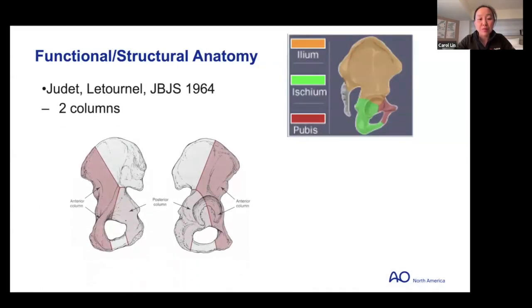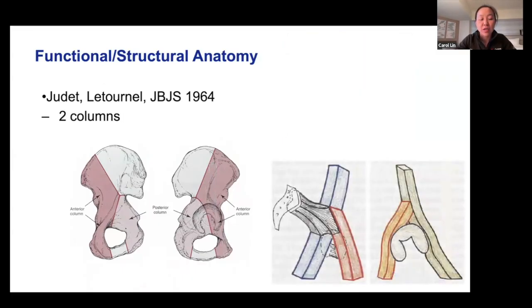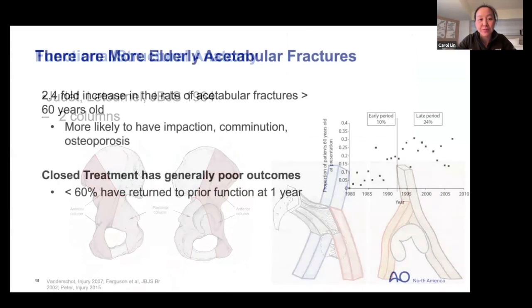And so to review some of the functional anatomy, you've got two columns, the anterior and posterior columns, and then the socket is supported in between. Here, that's kind of how I think of it. You've got an articular segment that is supported by two structural columns, connecting everything back to the SI joint.